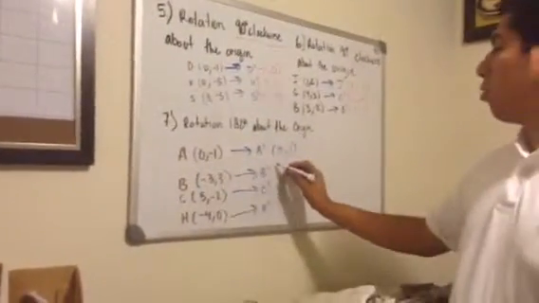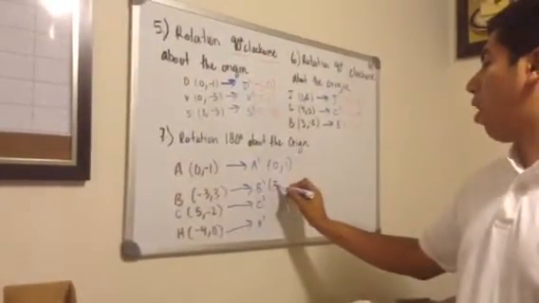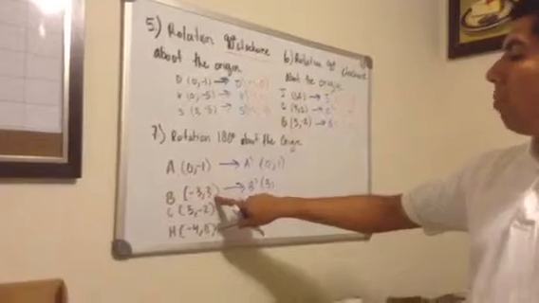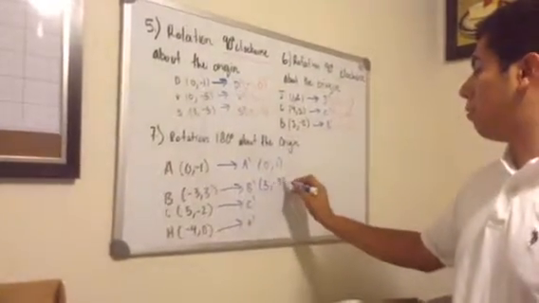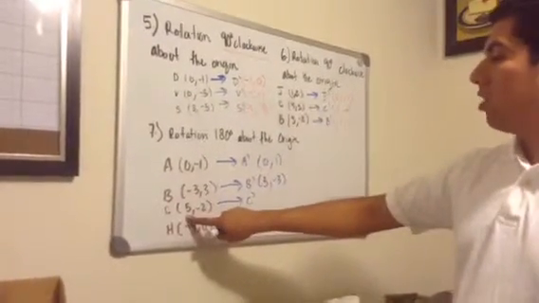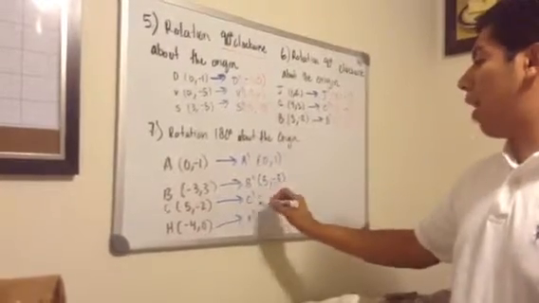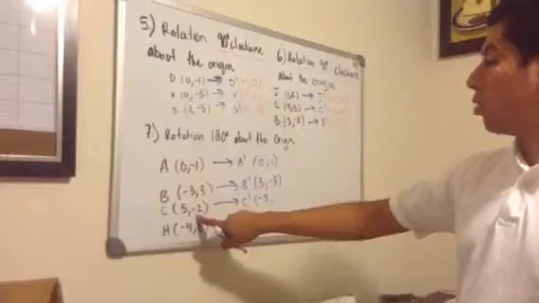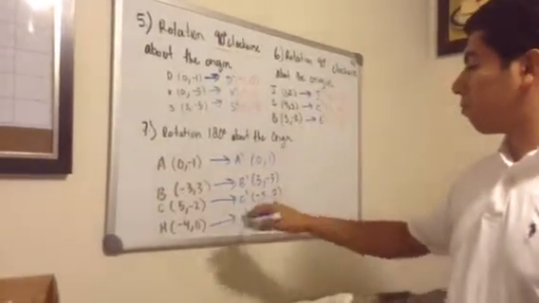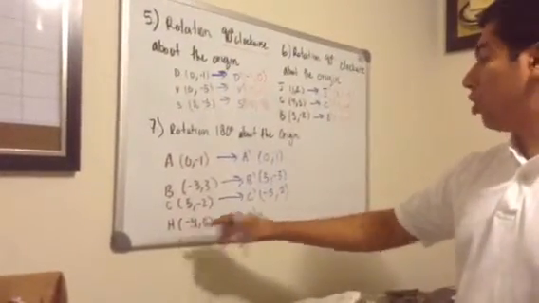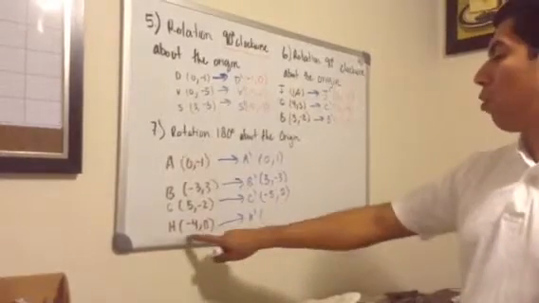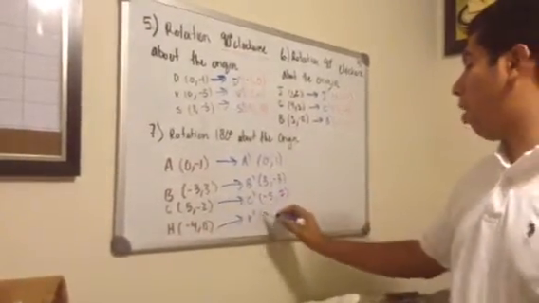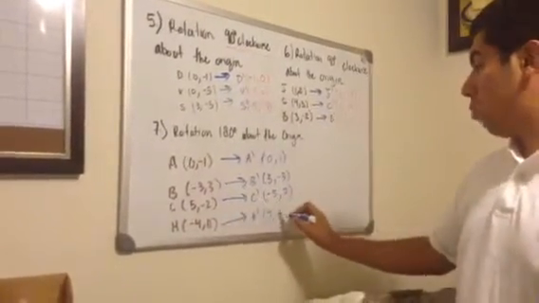Now let's go for point B. Point B has a negative 3, so that means we're going to flip it. The opposite of positive 3 is negative 3. Point C. The opposite of positive 5 is negative 5. Comma. The opposite of negative 2 is positive 2. The opposite of point H's coordinate, negative 4, will be positive 4. And then 0 will remain the same.